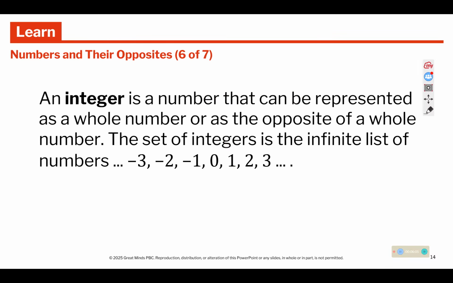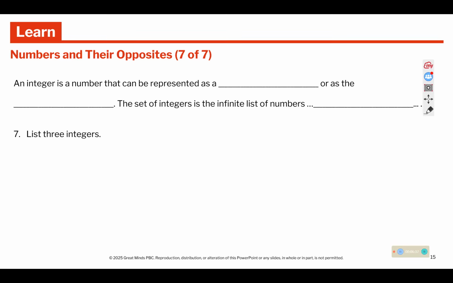An integer is a number that can be represented as a whole number or as the opposite of a whole number. So if you think about the number line, the numbers that typically show up on our number line are integers. The set of integers is the infinite list of numbers, so it continues on in both directions. And here's just a little snapshot of the list of integers. We have -3, -2, -1, 0, 1, 2, 3, and so on.